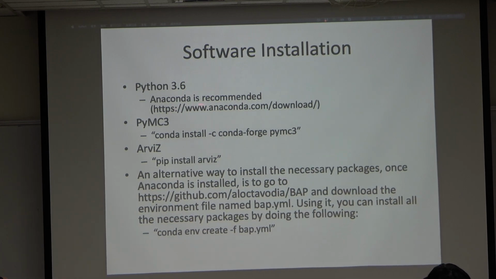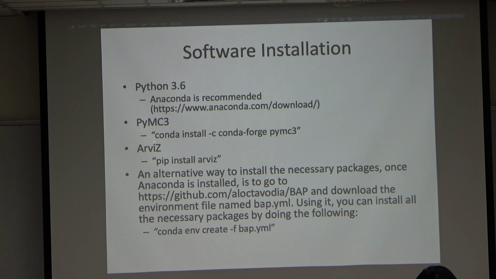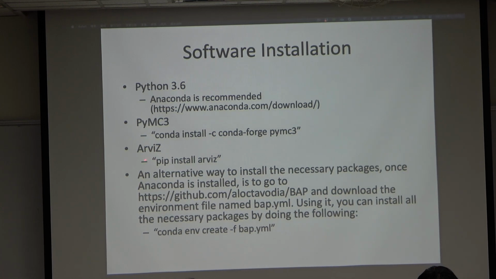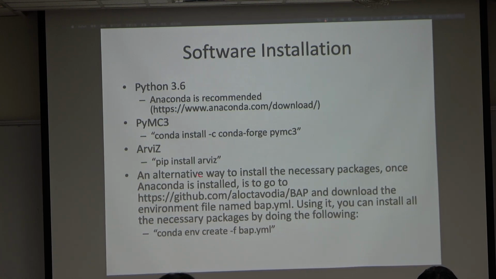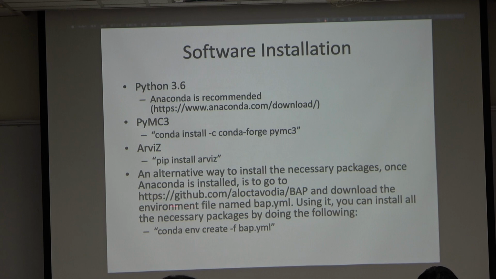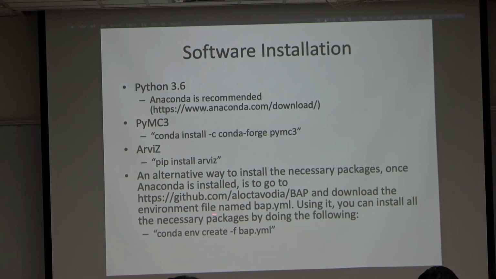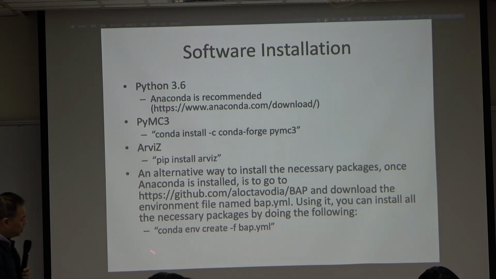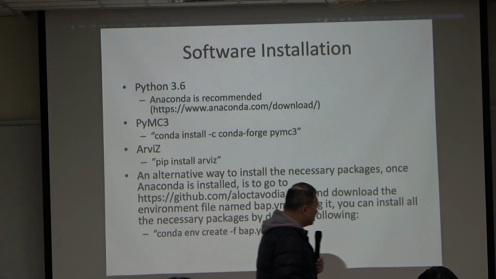After you install Anaconda, in the prompt you just type conda install to install PyMC3. You can also use pip to install ArviZ. An alternative way to install these packages is to download the environment file called bap.yml, and then use conda env create, which will automatically install all these packages for you.